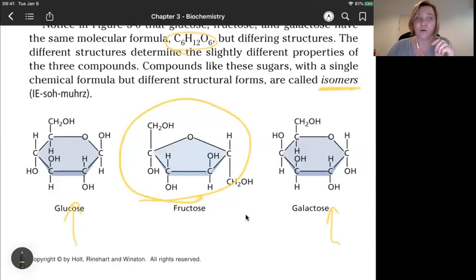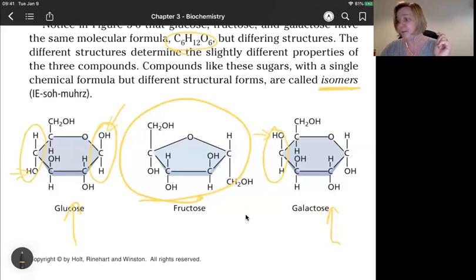And you could also look at the left side of glucose compared to the left side of galactose, and you see that basically the functional groups have just been flipped. You've got hydroxyl on the bottom for glucose, but in galactose it's on top. And it's exactly the same thing on the right-hand side. You've got hydroxyl on the top for glucose, but for galactose, it's on the bottom. Otherwise, everything about those two structural formulas is exactly the same except for the side groups.